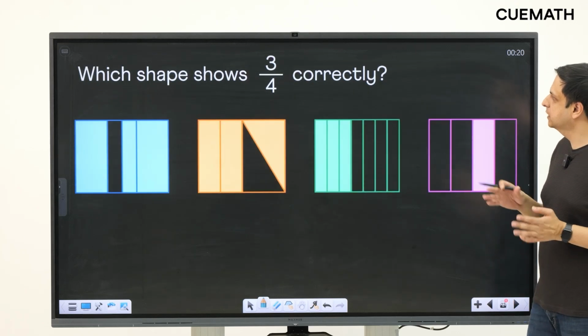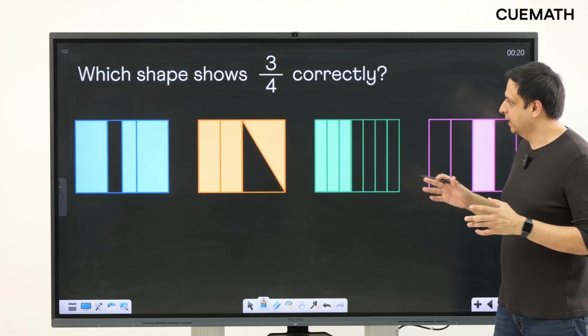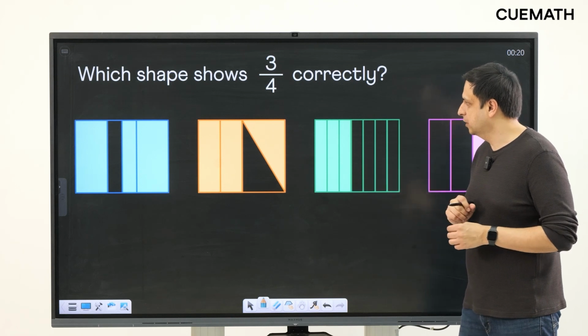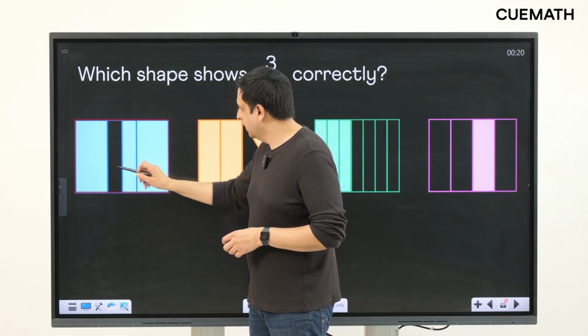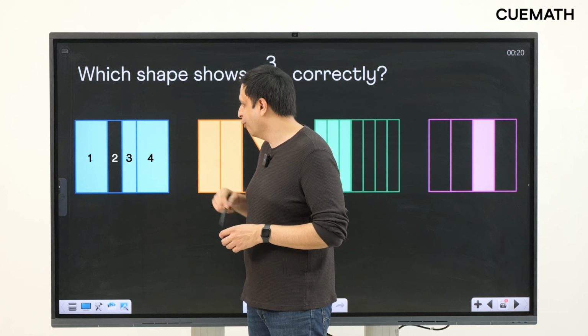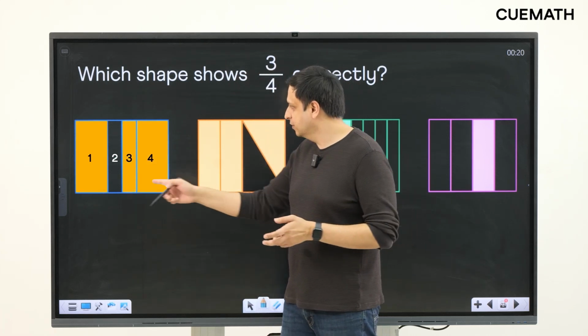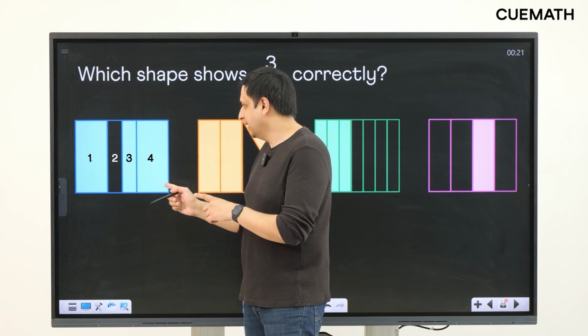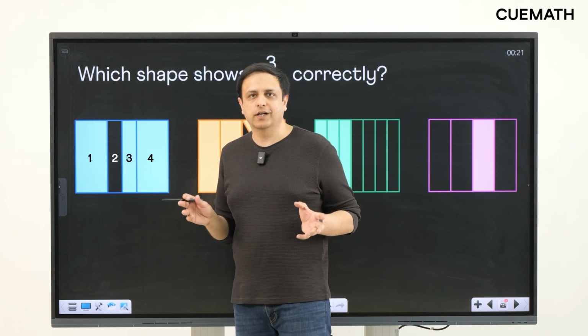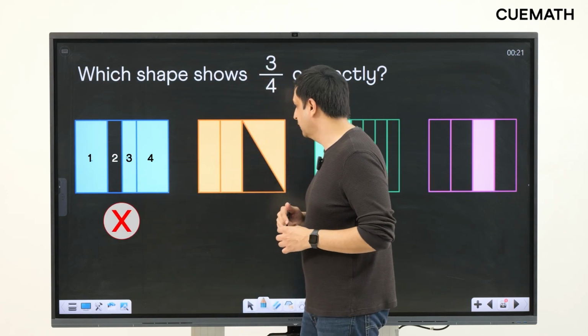Which shape shows 3 over 4 correctly? So let's take a look at each picture one by one. This first one here has the rectangle divided into 1, 2, 3, 4 parts, and 3 of those 4 parts are shaded. So does this represent 3 over 4? Well, once again, not really, because the 4 parts are not equal. So this is not 3 over 4.